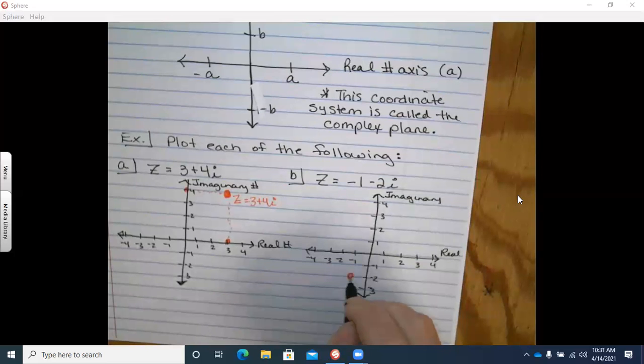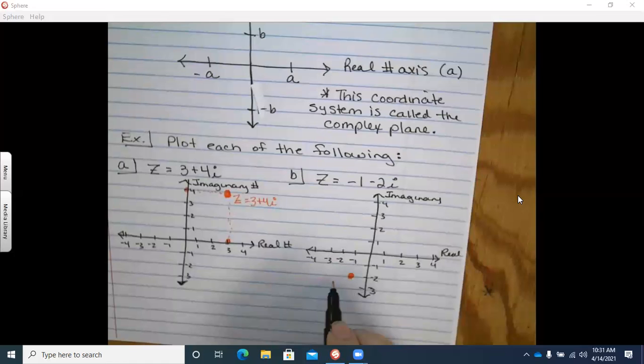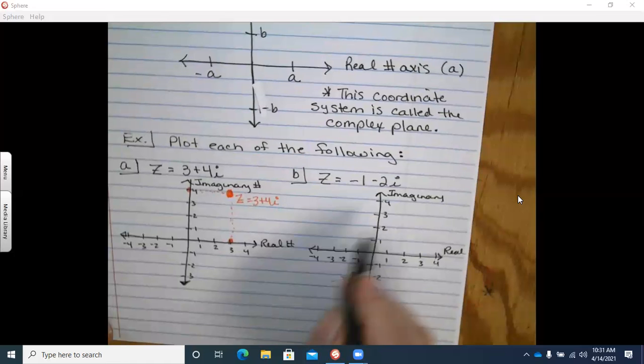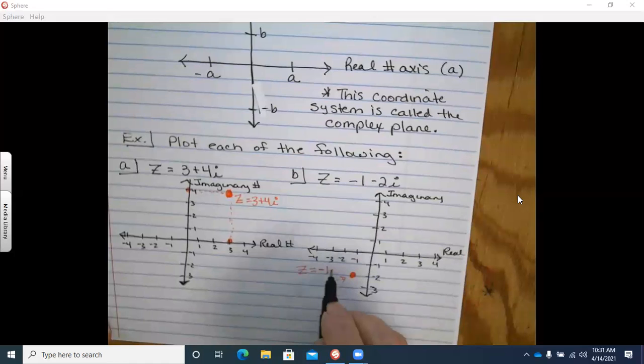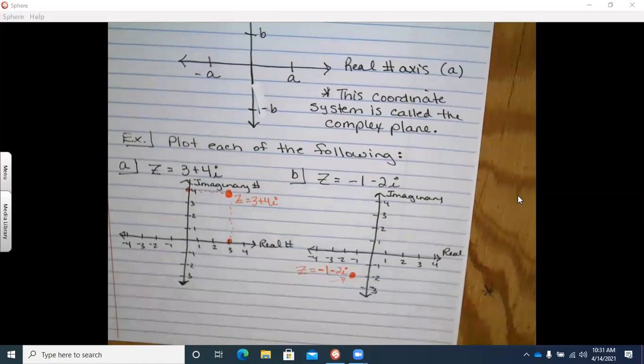Did your point end up in the same place mine did? Real part's -1, imaginary part is -2. So they should be right about there, approximately. I'm not using graph paper, so. Y'all good with that? That's about as difficult as it gets for graphing complex numbers. But we're going to do two more. Any questions on A or B? Okay, so I got to go to my next page.